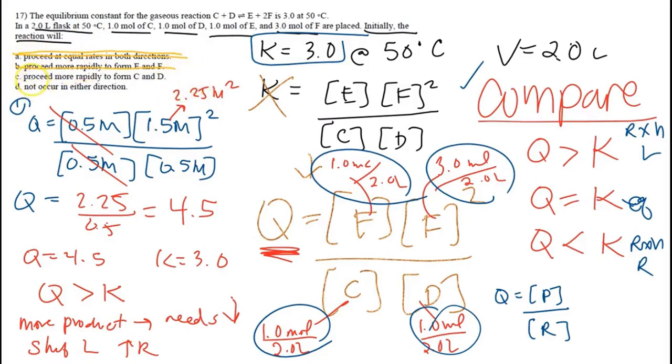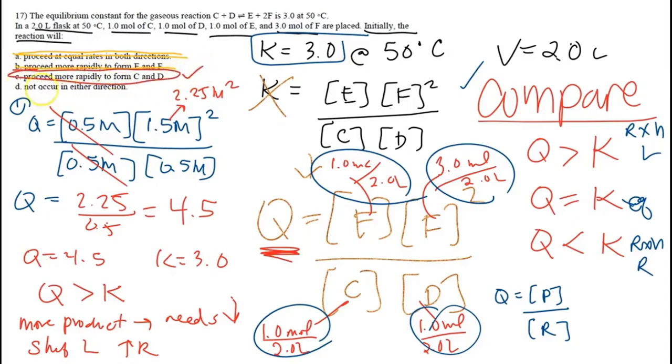Finally, we have letter C, proceed more rapidly to form C and D. We know this is true because it needs to proceed more rapidly to form reactants, and that's the only way we're going to get rid of products so we can go back towards equilibrium. This Q value is way too big, so we're going to decrease our products so we can go back to equilibrium by shifting to the left and therefore start producing our reactants more. And so letter C definitely works, right?